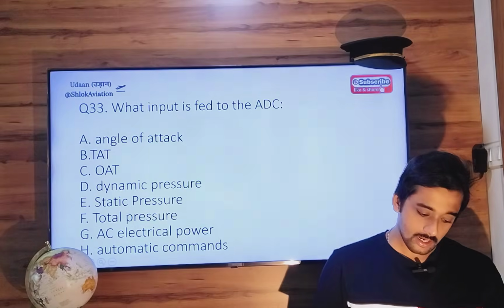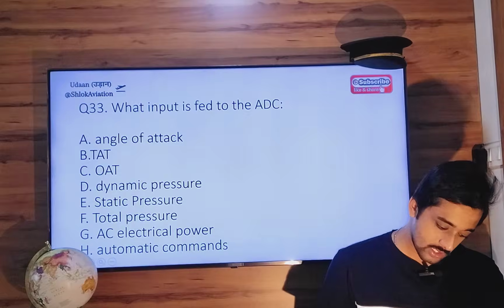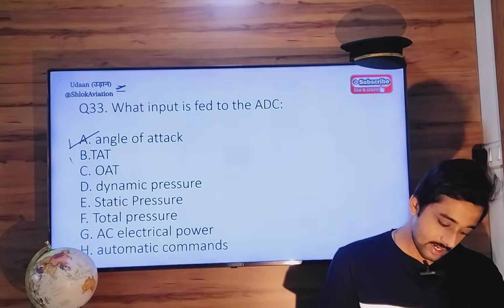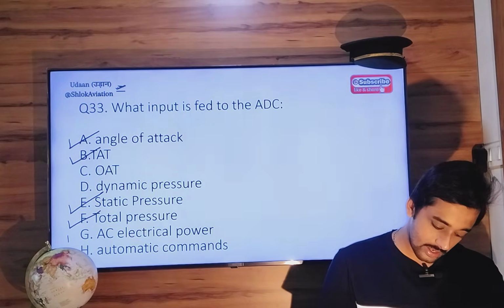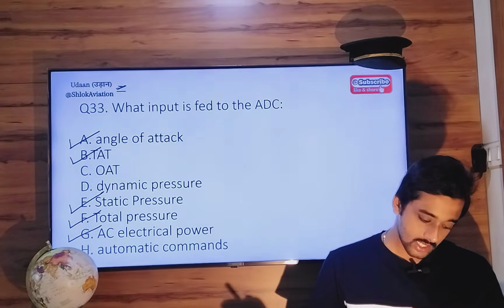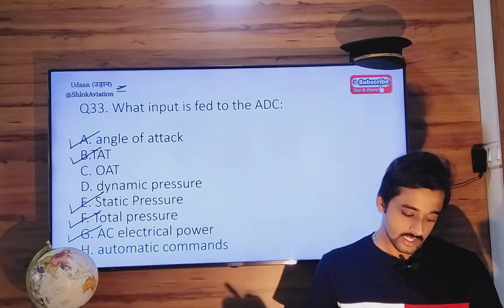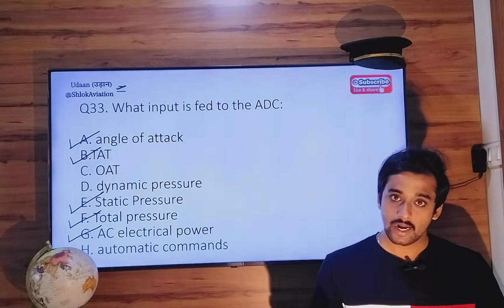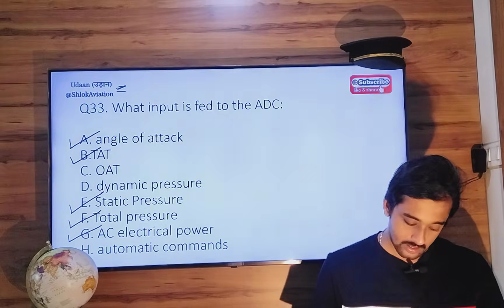Next. What inputs are fed to the air data computer? Very important. So inputs such as angle of attack, total air temperature, static pressure, total pressure, and all aircraft alternate current electrical power. Okay, so these inputs are fed to the air data computer. You will select that option which has these statements: angle of attack, total air temperature, static pressure, total pressure, and alternating current.